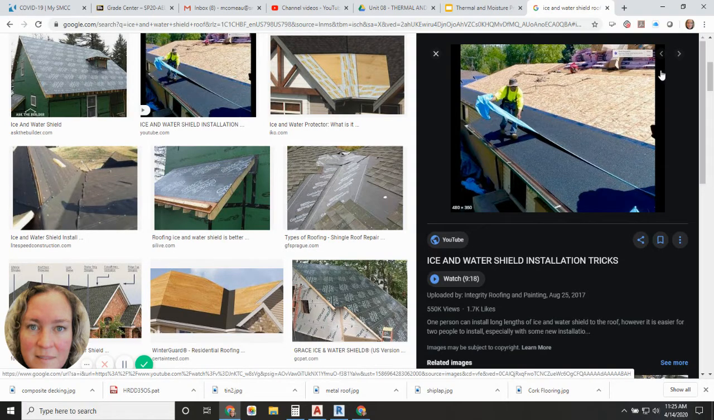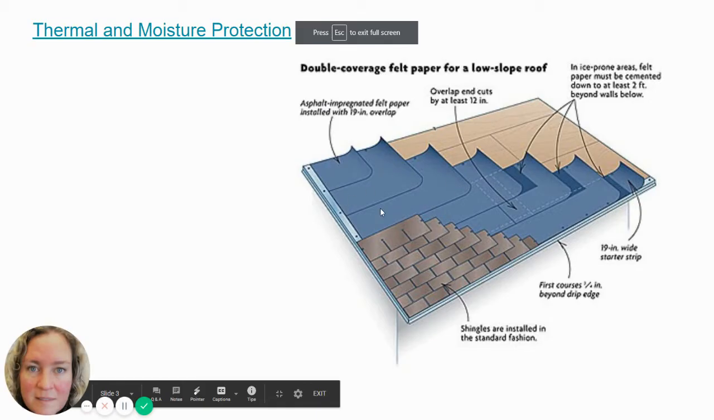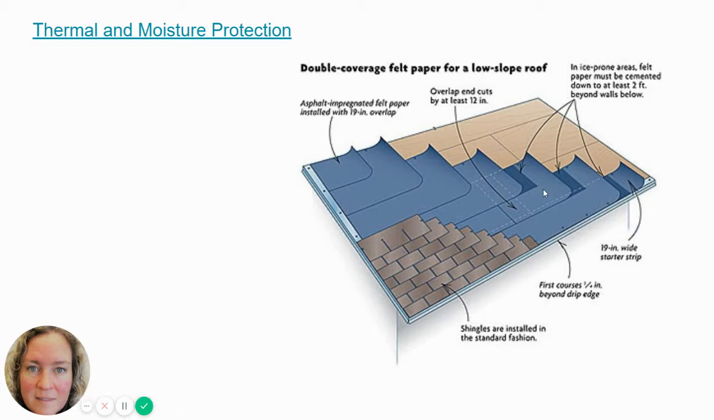And then it's not a bad idea to put one at the ridge, but allowing for a ridge vent if there is one. So that's what ice and water shield is. This is a little bit older example of that felt paper, which the ice and water shield is a lot more like a membrane, and this is more like felt paper that's waterproof.